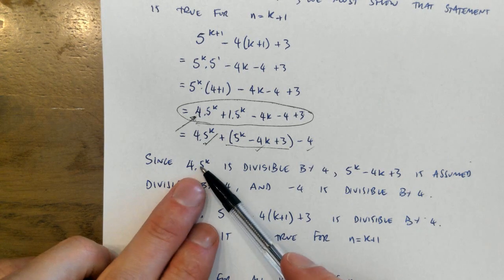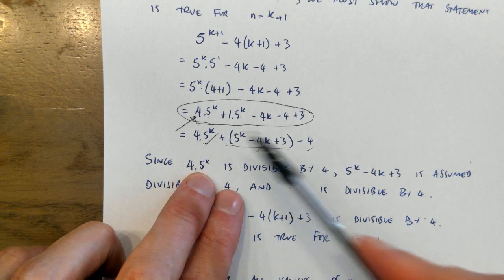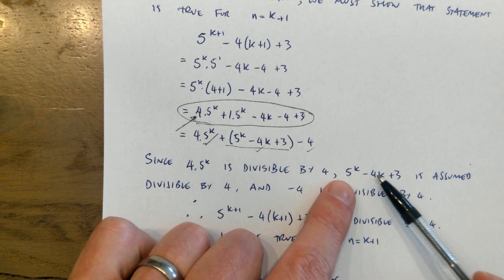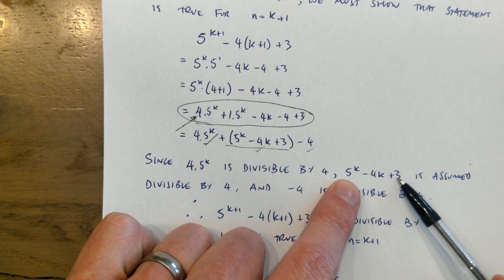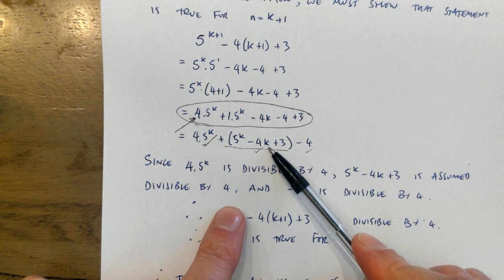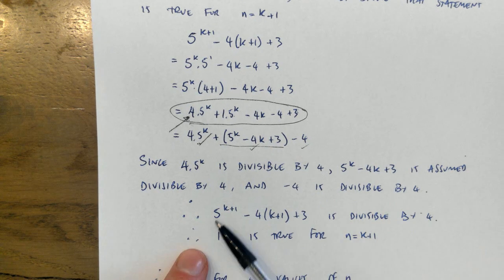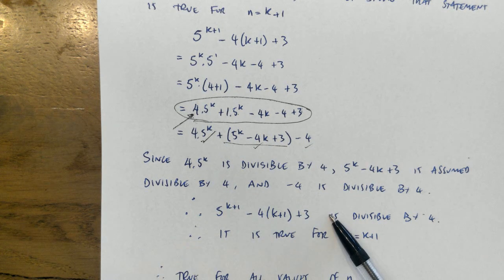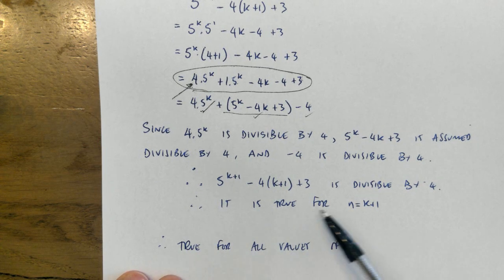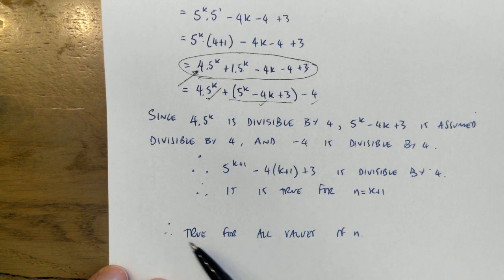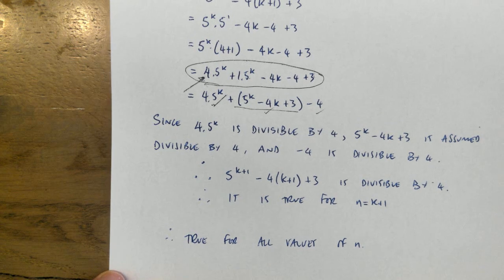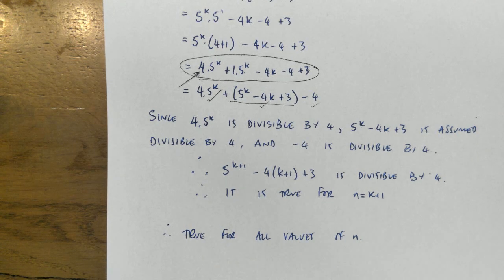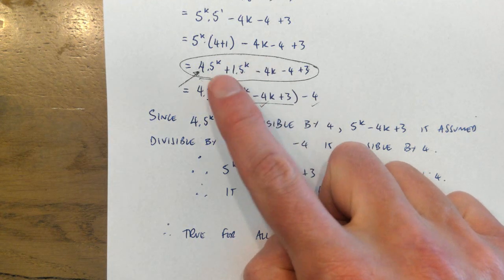So then we can say, since 4 times 5 to the k is divisible by 4, 5 to the k minus 4k plus 3 is assumed divisible by 4 from step 2, and minus 4 is divisible by 4. Therefore, this is divisible by 4 and is true for n equals k plus 1. Therefore, true for all values of n. Okay? So yes, this is all very new to you, but as I said, the good news here is that the steps are very repetitive, and the more you do, the more you'll see the tricks of the trade in terms of this sort of section here. Okay?